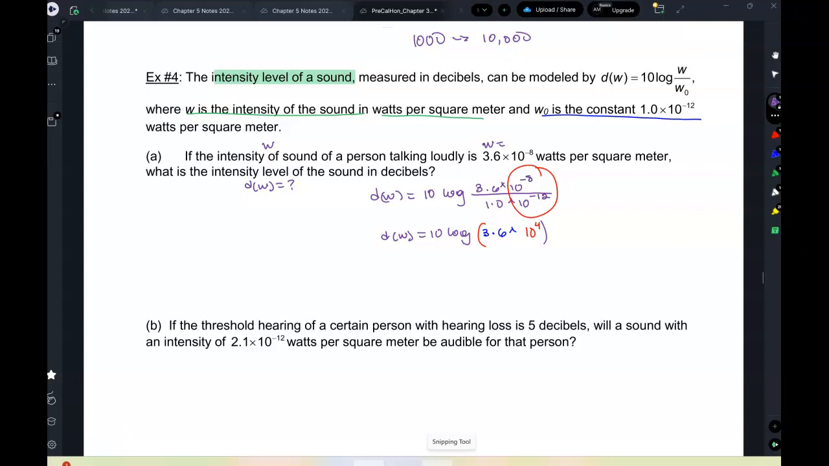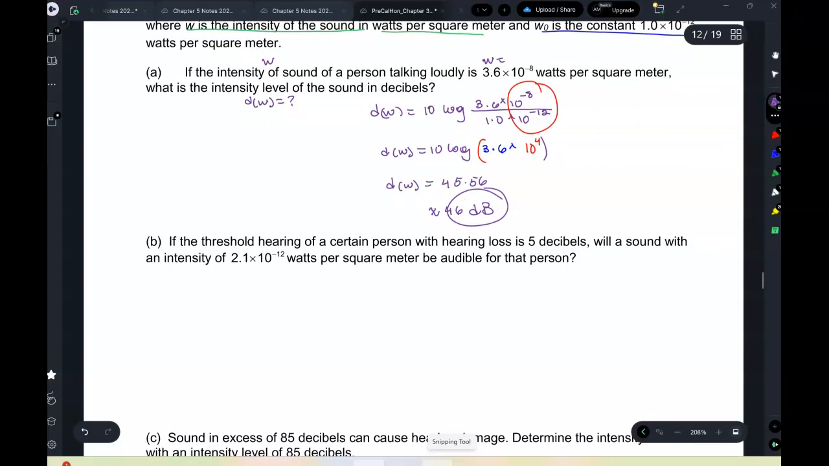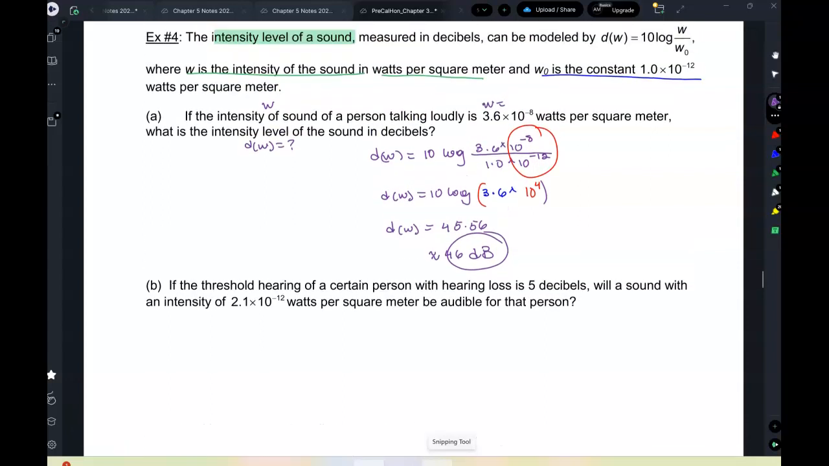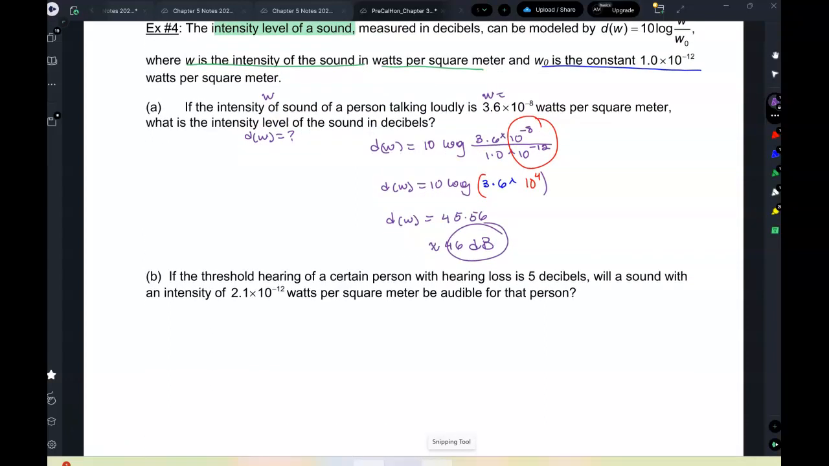Does anybody have their calculator on them? Go ahead and plug this in. 45.56. Okay, so it's about 46 decibels. Yep. Yeah, because usually sound is in whole numbers, right?